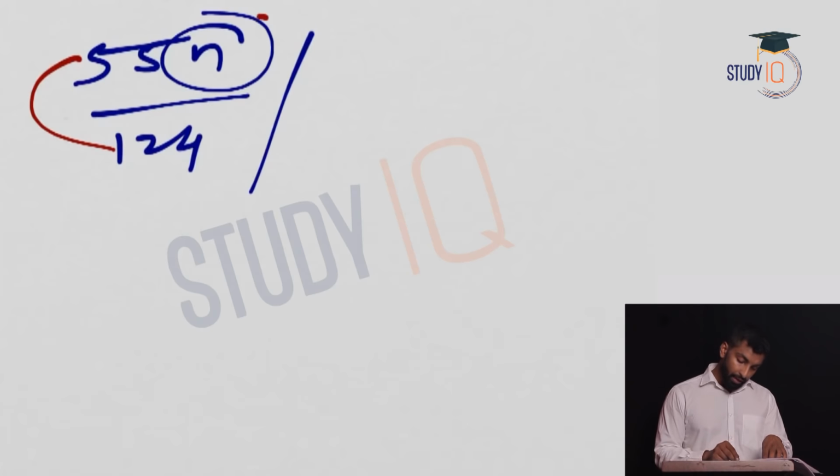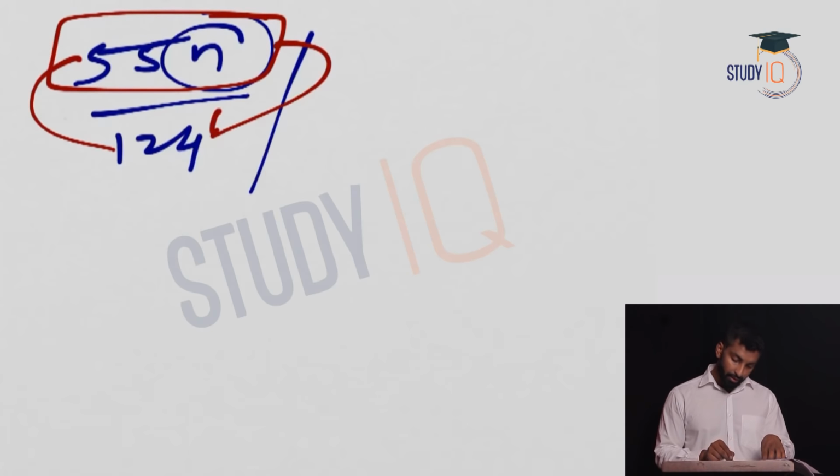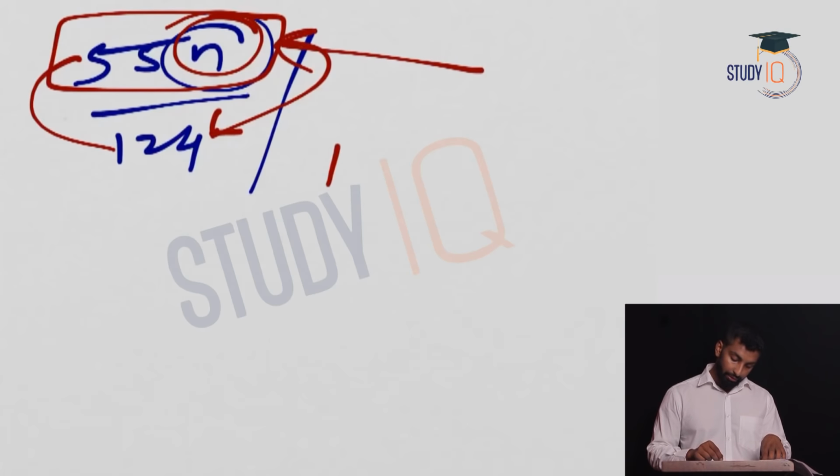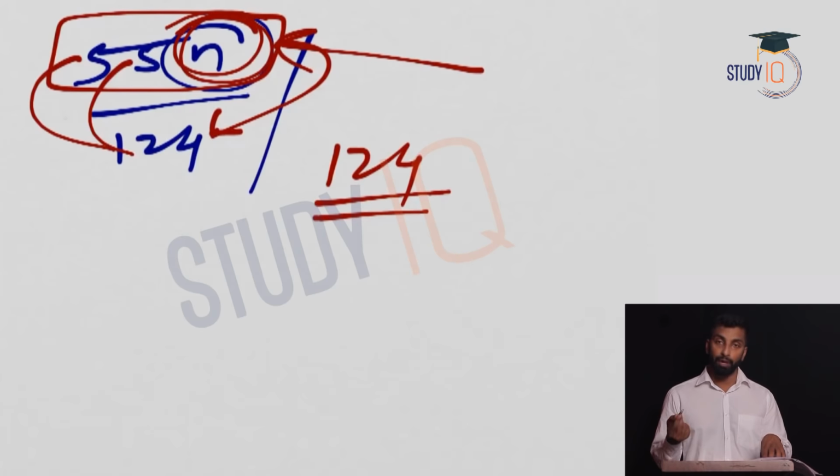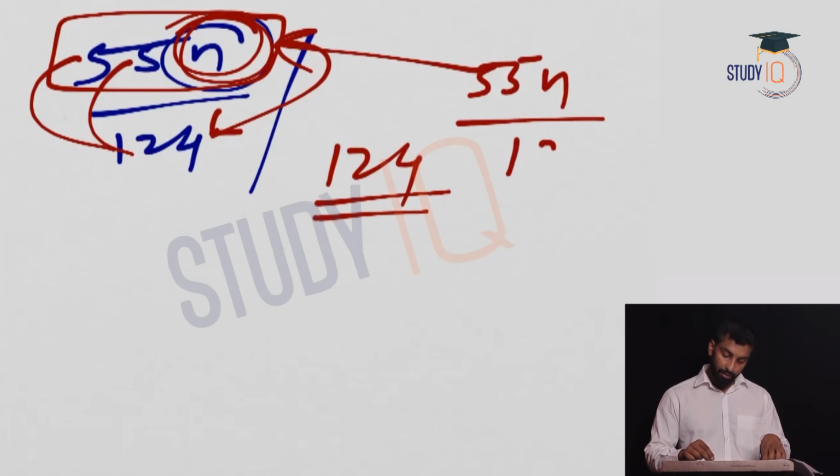So no common factors between 55 and 124. So for 55n to be divided by 124, n should be a multiple of 124, okay? And we are asked to find the least number, right? So the minimum integral value of n has to be 124 itself. What we did is, there is no common factor between them, so n has to be a multiple of 124, then only 55n is divisible by 124.